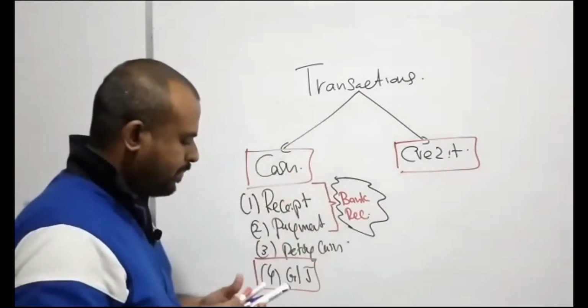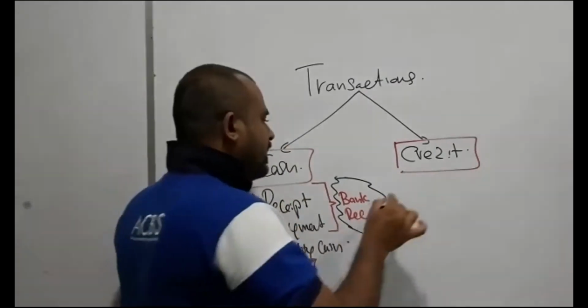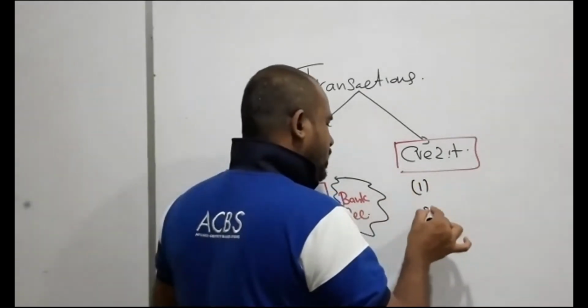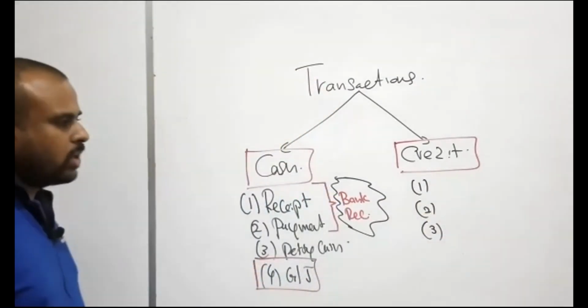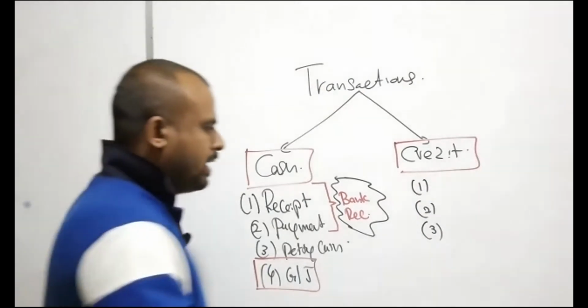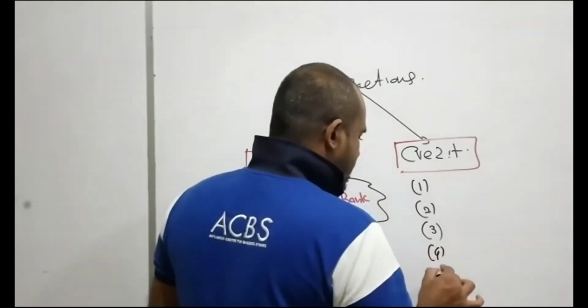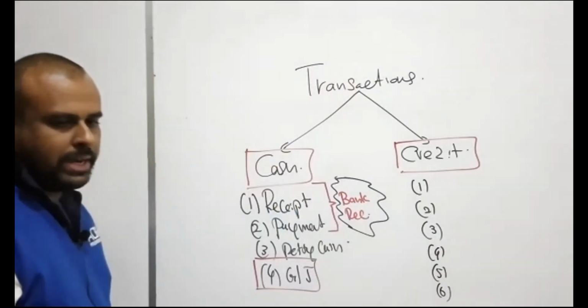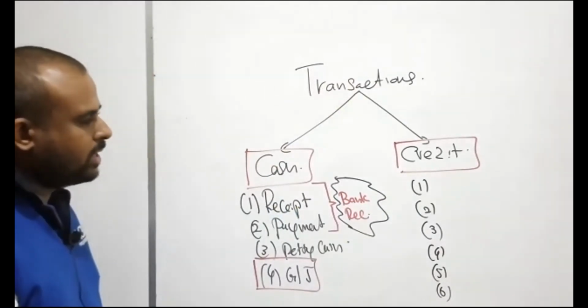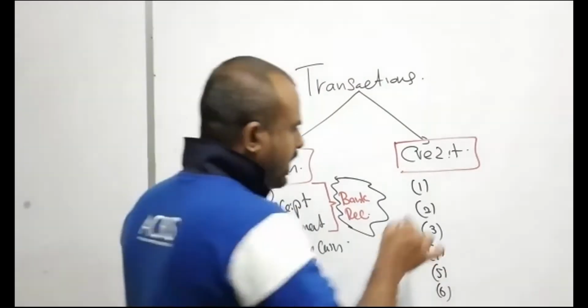Now we come to something important. What are the special journals? Special journals are the journals in which you record only one type of transaction. And what are the journals you maintain in recording credit transactions?